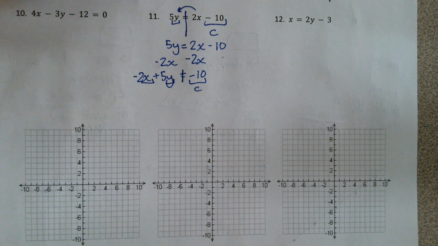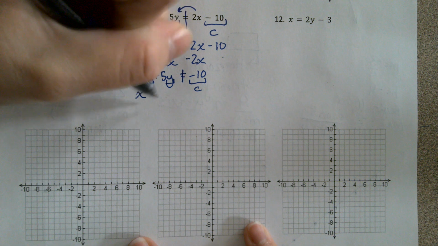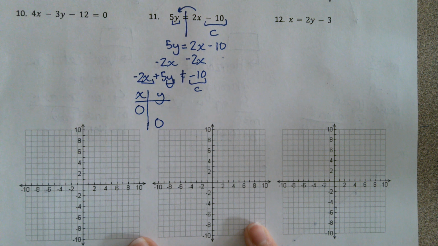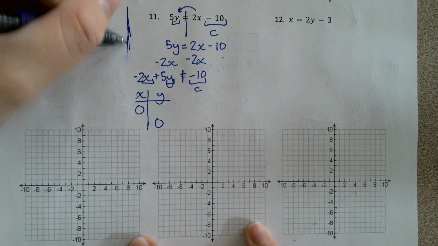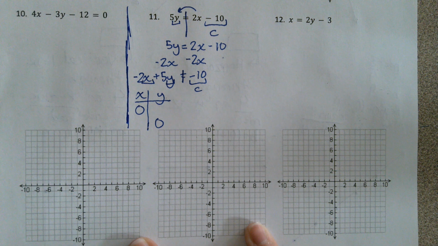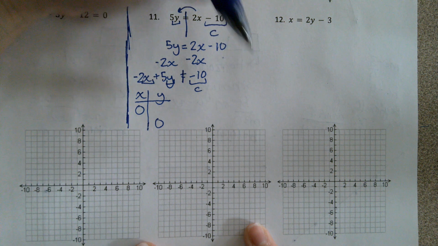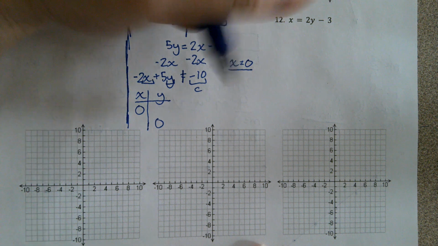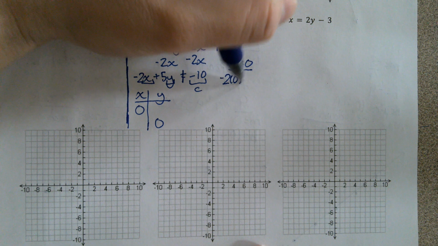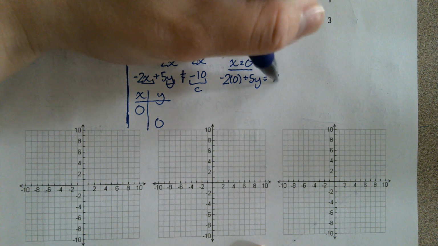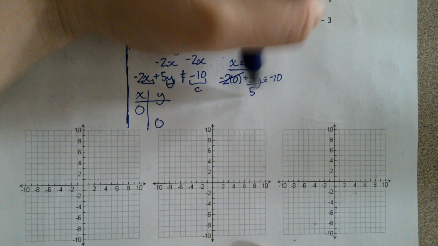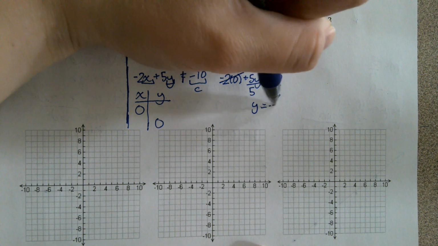Now let's plug in our values and solve for our intercepts. So we'll let x be 0, and then we'll let y be 0. So if we have x equals 0, then we have negative 2 times 0 plus 5y equals negative 10. Make sure you're using the equation we just came up with. This cancels, and we have 5y equals negative 10. Divide by 5, y equals negative 2.